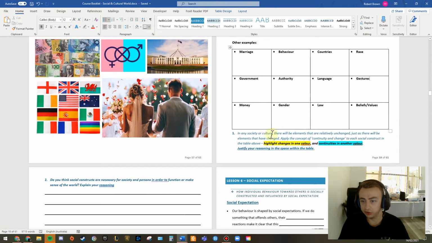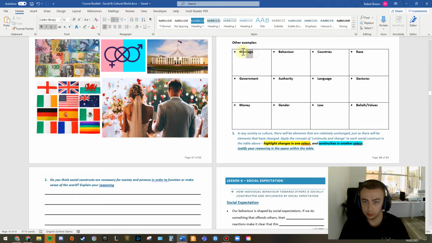So what I want you guys to do with this table is that in any society and culture there will be elements that are relatively unchanged, just as there will be elements that have changed. So what I want you to do is apply the concept of continuity and change to each construct in the table above. And I want you to highlight if it's changed recently in contemporary society, or you think it's currently changing, in a certain colour. And then I want you to highlight continuities in another colour.